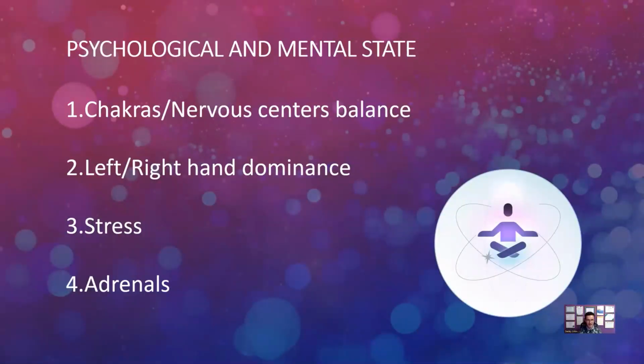When we talk about psychological and mental state, we are taking into consideration the chakras or nervous centers, it's up to you how to name it, and the balance of them. Then we also take into consideration the left-right hand dominance, this balance parameter, the stress, and the functional state of the adrenals, the energetic state of the adrenals. And also, multifactorial analysis gives us the percentage of this sphere of lifestyle.